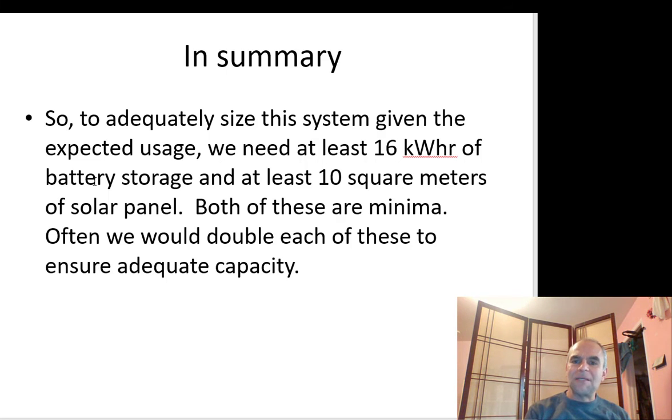Okay, I hope this helps you think about sizing solar panels. I have them on my roof. We did something like that based upon the amount of energy my household uses to try to get it pretty close to what we're consuming.